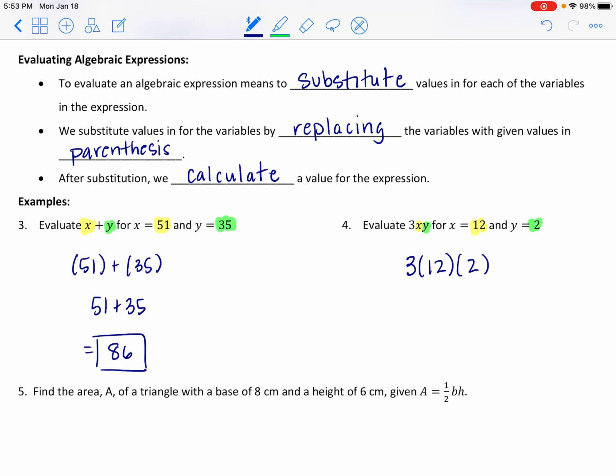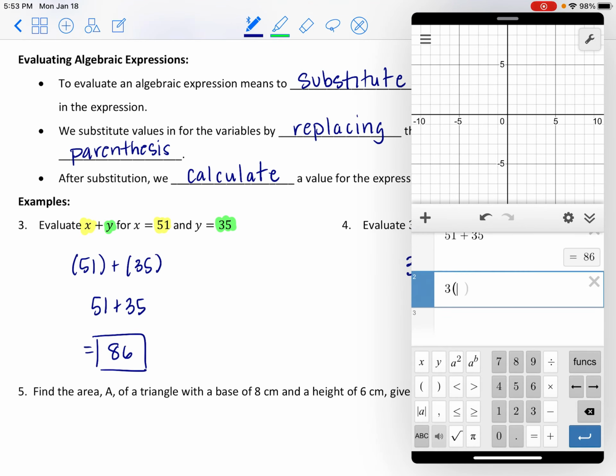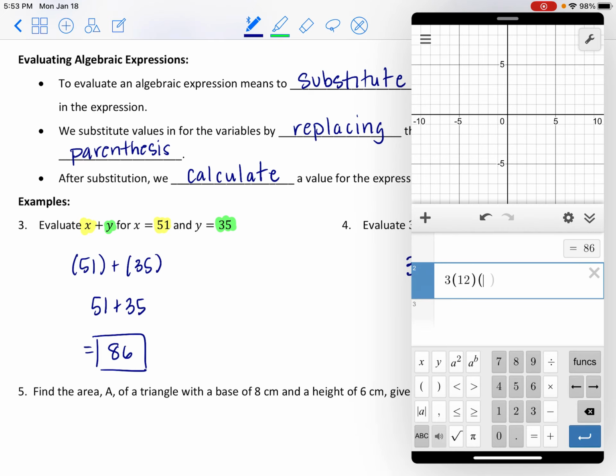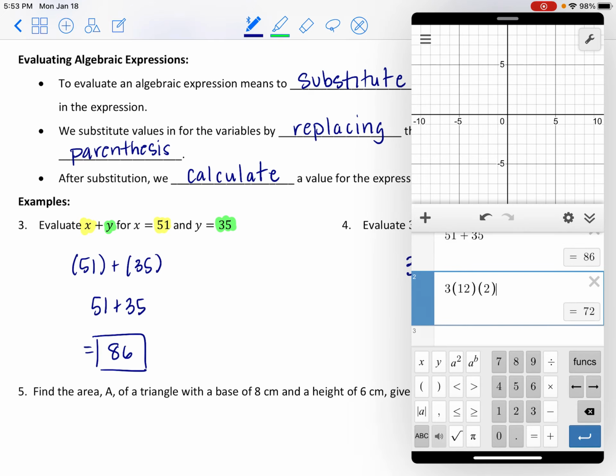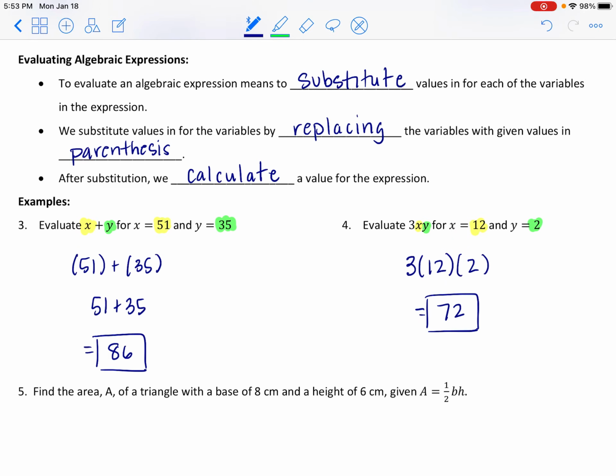3 times 12 is 36, and 36 times 2 is going to give us an answer of 72. And again, if you want to just use your calculator to do 3 times 12 times 2, that's going to work out nicely for you too. Okay, so 72 is our answer there.